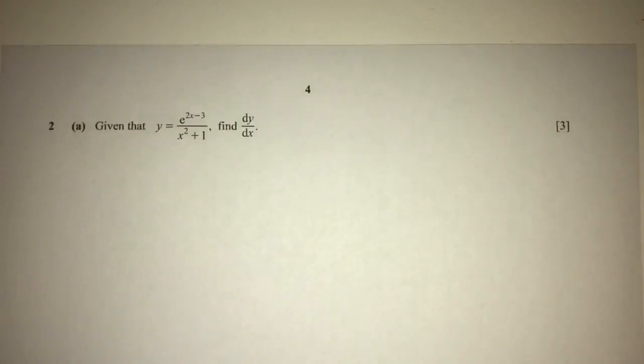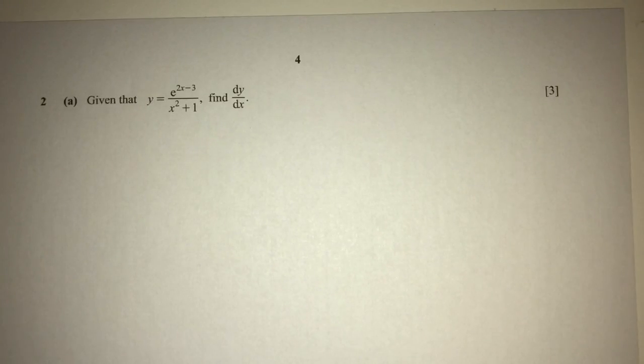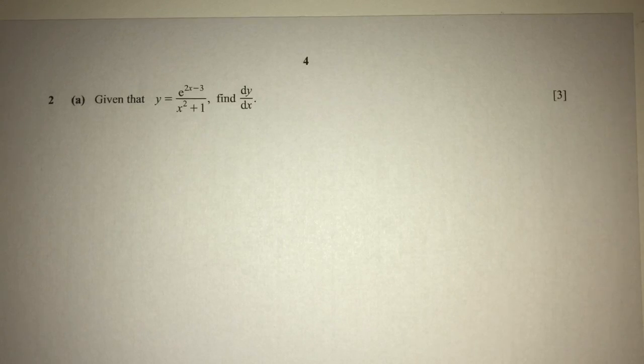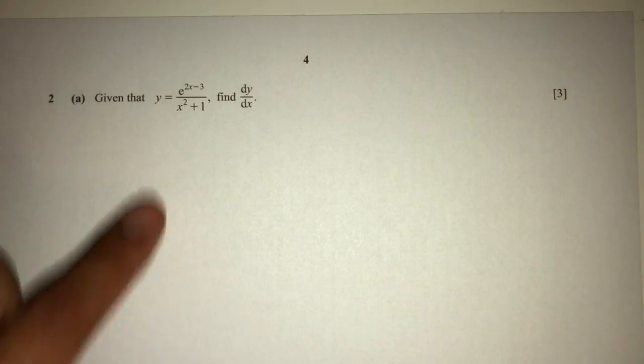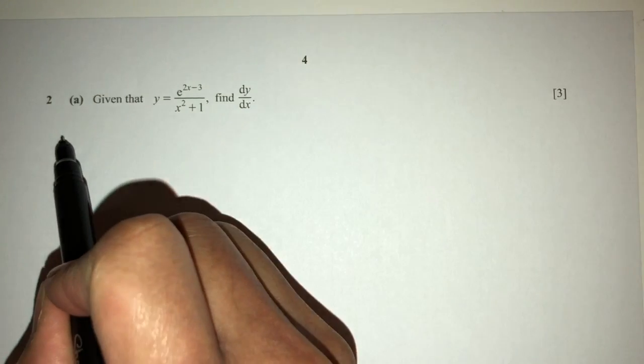Okay, let's move on to question number 2. Given that y equals this equation, we have to find dy by dx. The first thing we can see is that it is a fraction, so we have to use the quotient rule.